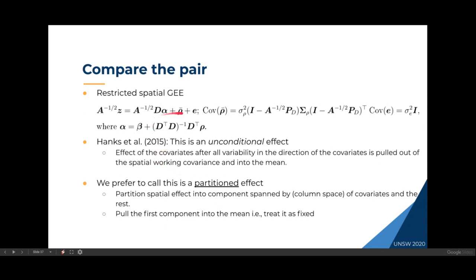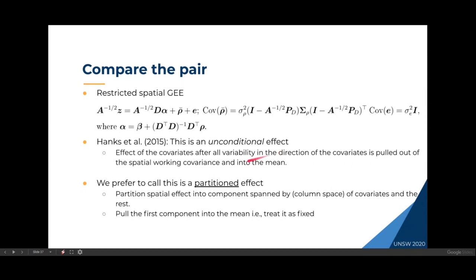It makes sense, because if you look at this additional quantity here, this is an ordinary least squares estimate. It's the projection of rho on D. That's precisely what we're doing. We're taking that part of rho that can be explained by the covariates, or that is spanned by the column space of the covariates, and we're moving it into the marginal mean. The rest just remains part of the working variance. That also gives a bit more context for what alpha is, because it is precisely the effect after all variability in the direction of the covariates is pulled out of the spatial working covariance and into the mean.